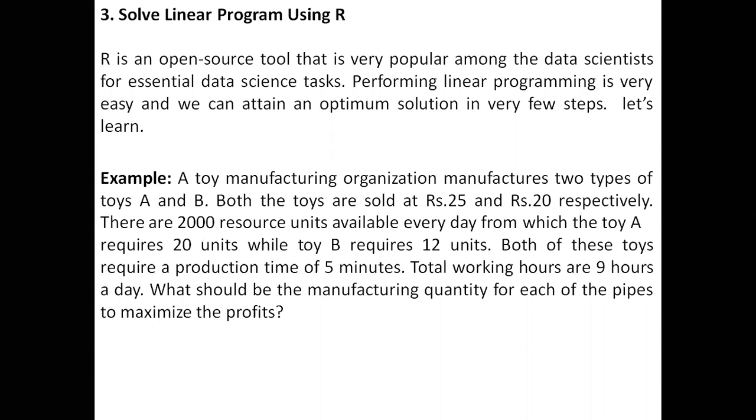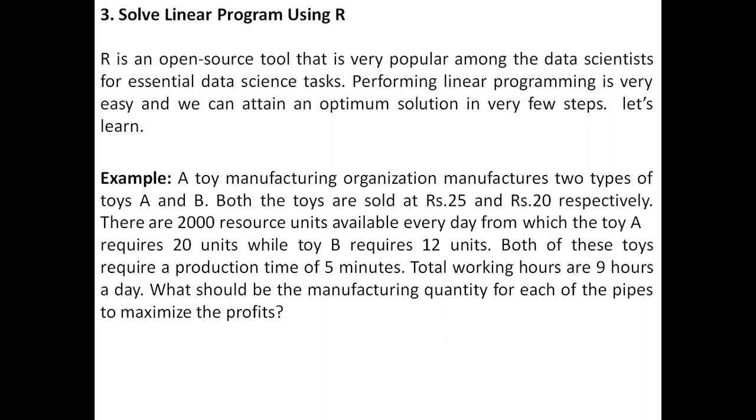So type A and type B. Type A toys are 25 rupees for each and every piece, and in the case of type B, every toy is sold at a price of 20 rupees. There are 2000 resource units available every day. So there are 2000 resources.